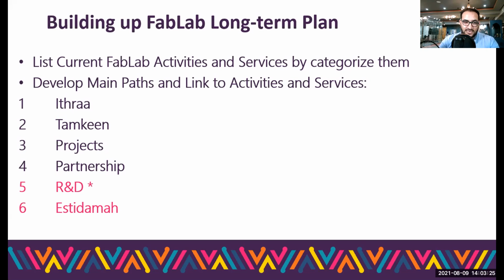The first is Ithra. Ithra means enhancement of knowledge in Arabic. From here, we are trying to enrich the knowledge of the community in the Arabic language, because it's not as rich as other languages like English, for example. The second path is Tamkeen, where we raise up the skills of the community, with workshops and other activities where we can skill up the community through Tamkeen.